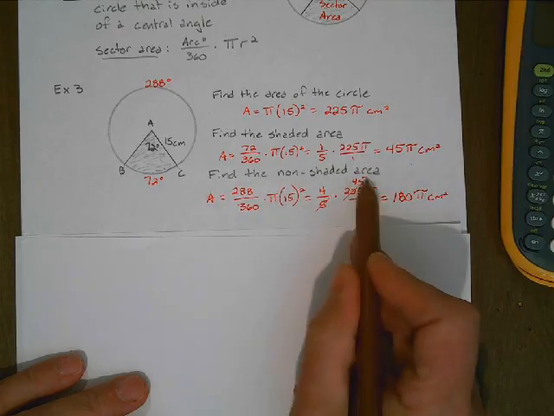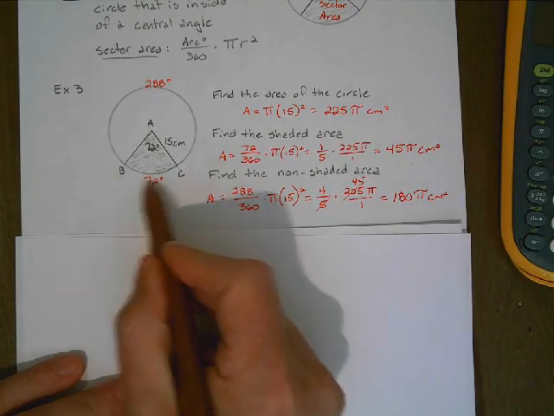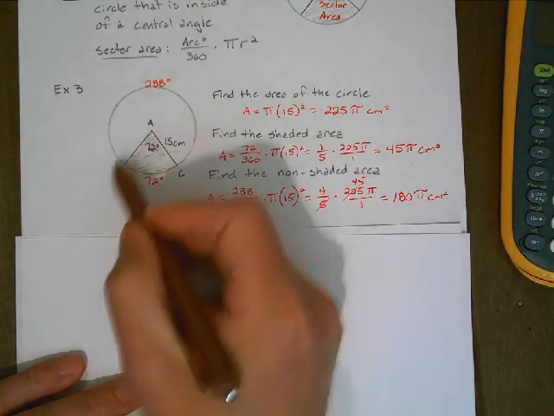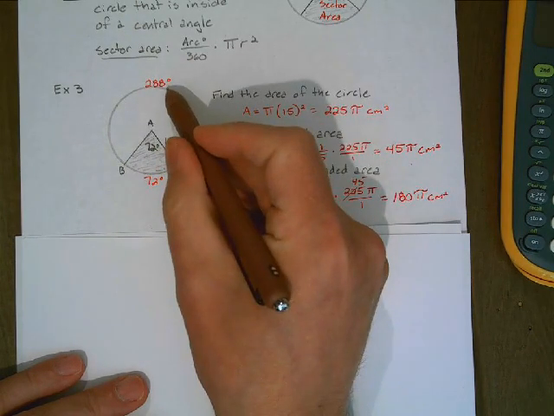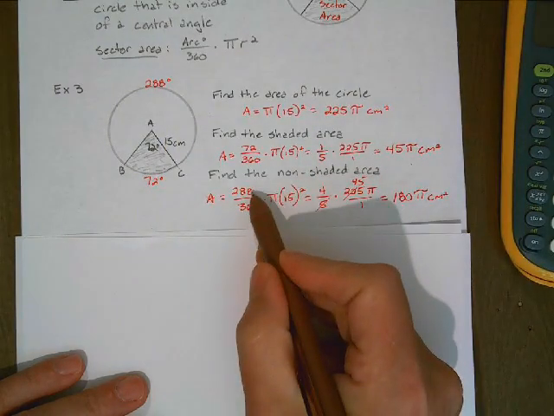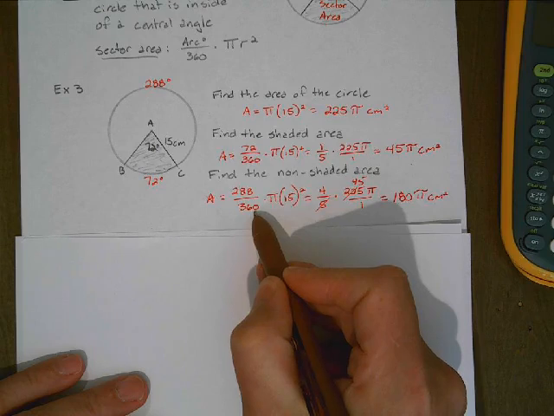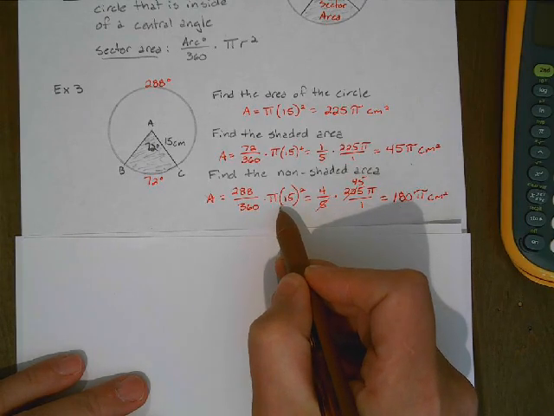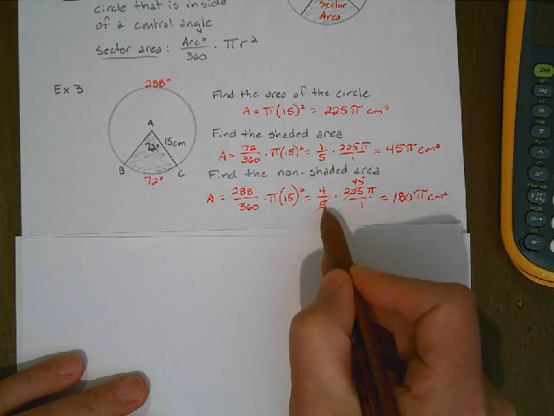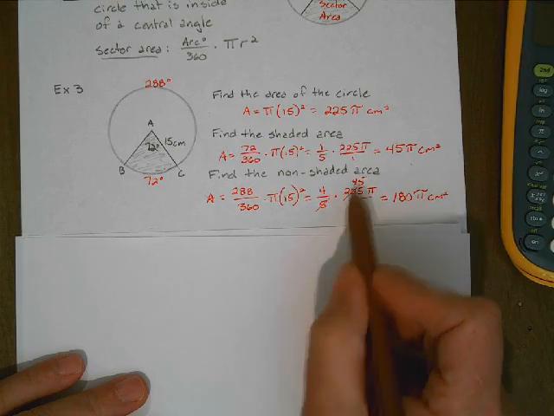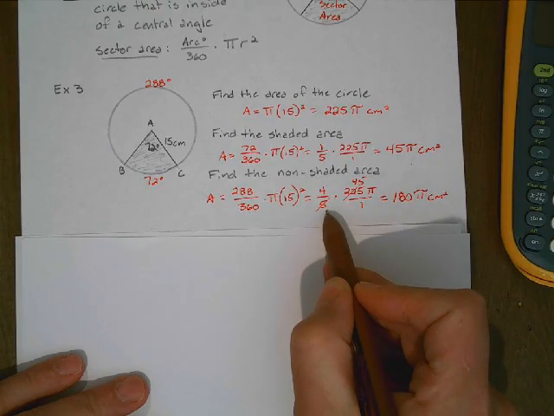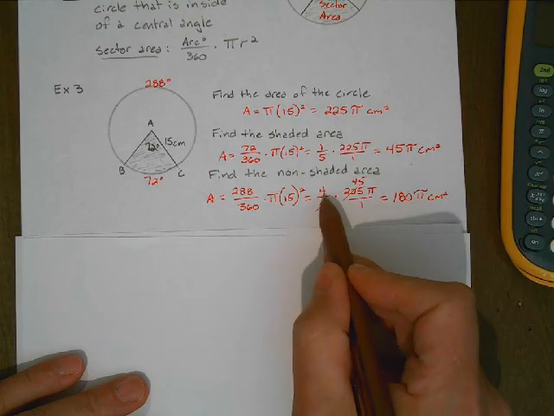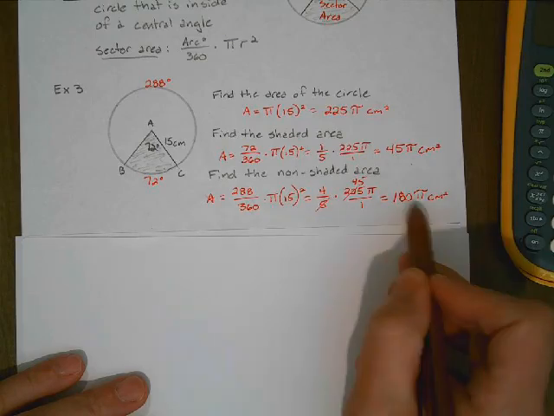Okay, then we're going to find the area of the non-shaded region. If this is 72, remember the whole circle has 360 in it, so the non-shaded region out here would have to be 360 minus 72, which comes out to 288. So I'm going to do 288 out of 360, so that's my fraction, and then multiply it by the area of the circle. 288 over 360 reduces to 4/5. What you can do on this one is take 225, multiply it by 4, and then divide by 5. That's what a fraction means. It means multiply by the number on top and divide by the number on the bottom. So if I take 225 and multiply by 4 and then divide by 5, I get 180 pi.